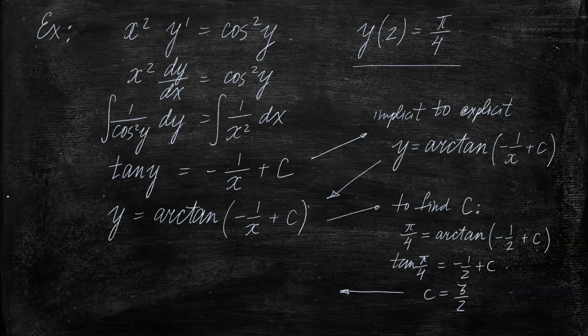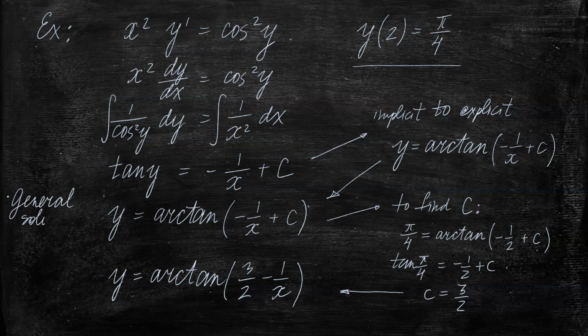And we take that back here. So we found a particular solution. y is equal to arctan of 3 halves minus 1 over x. So this was our general solution, and this is a particular solution that solves the initial value problem.